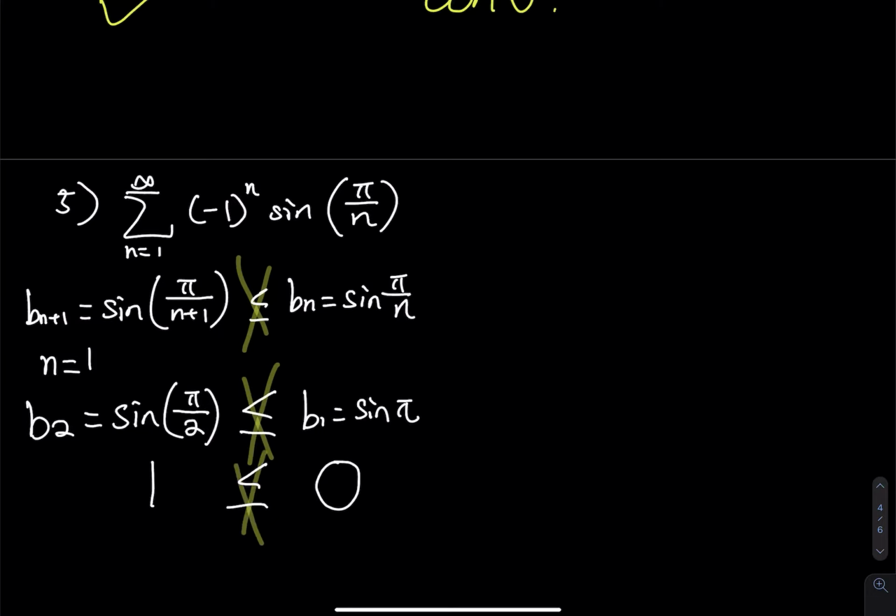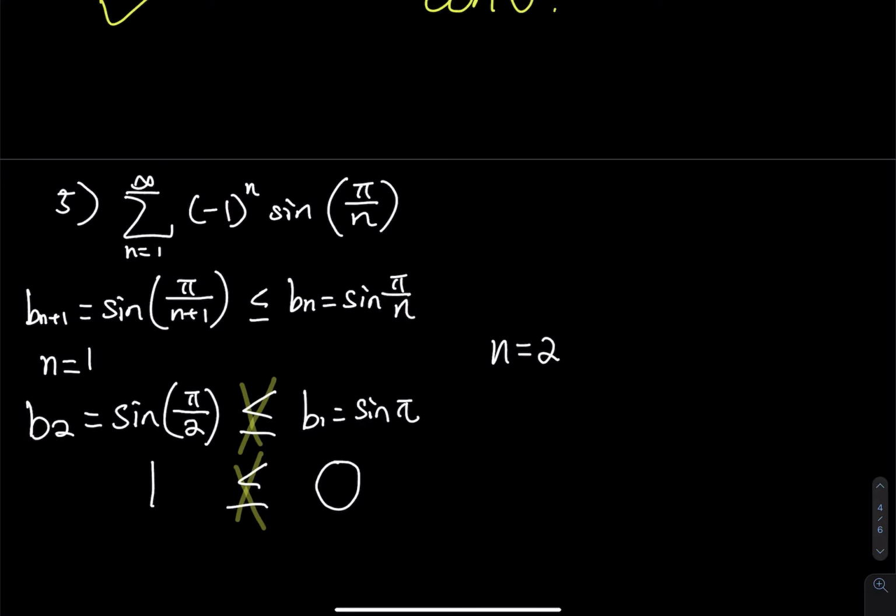So when n equals 1, these two are not true. So when this is not true, then you have to try what happens when n is equal to 2. If n equals 2 fails, try n equals 3. If 1, 2, 3 all fail, then I don't think the first condition will be satisfied.